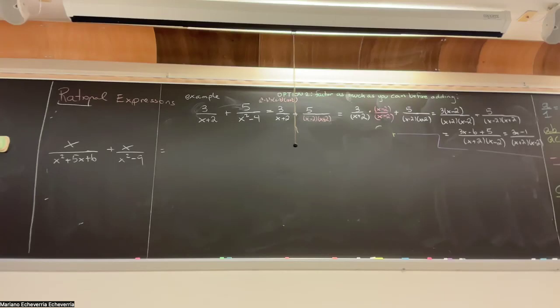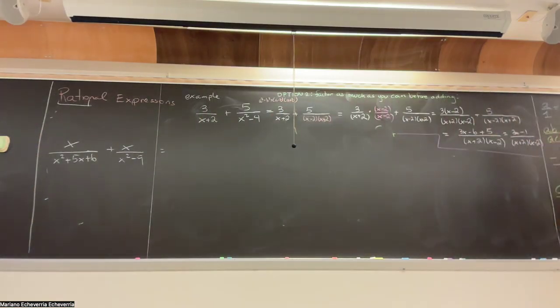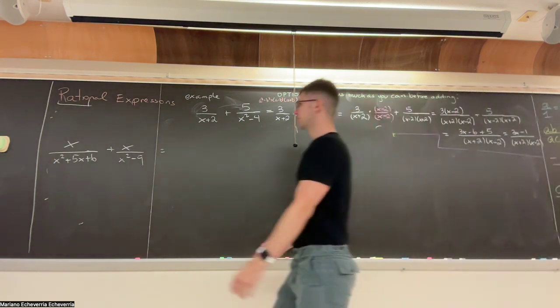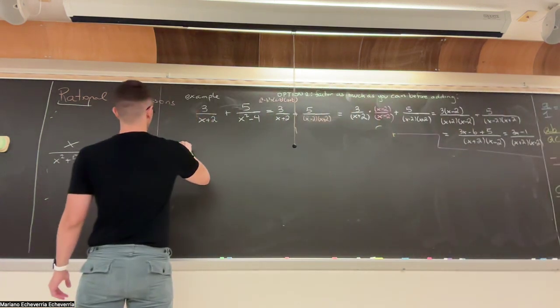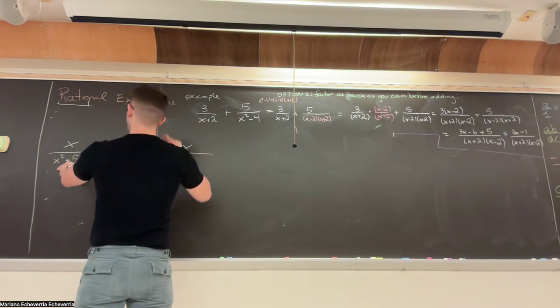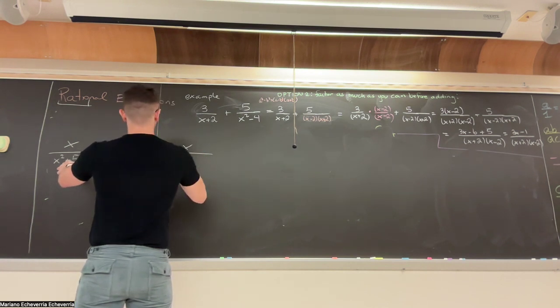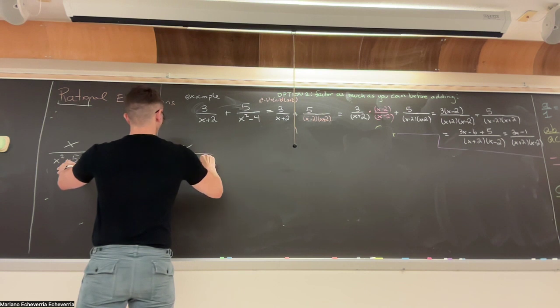So again, to simplify this, because the optimal method, the best method, is to factor out as much as possible. In the numerator there's nothing really to factor out, so I'll just leave it as x. But the first denominator can be factored. That's one of those you can just eyeball: x plus 2 times x plus 3.